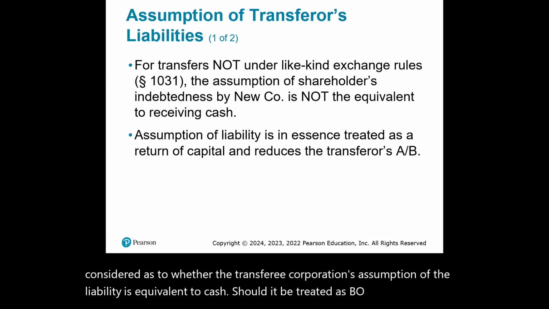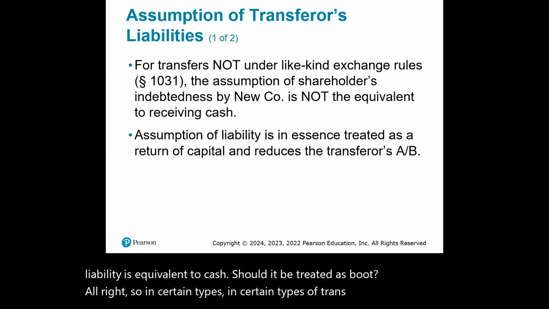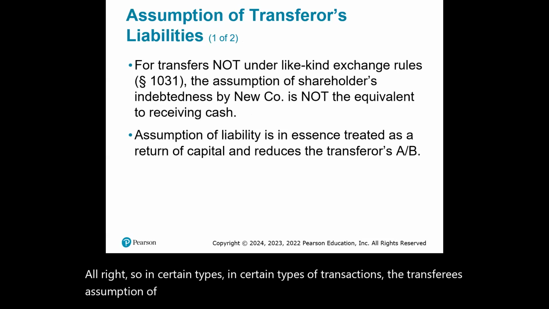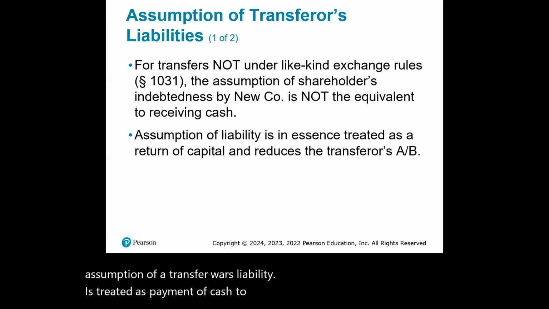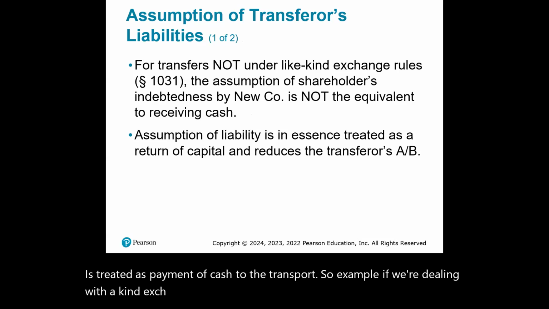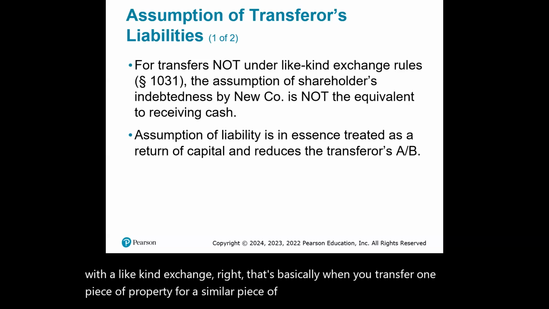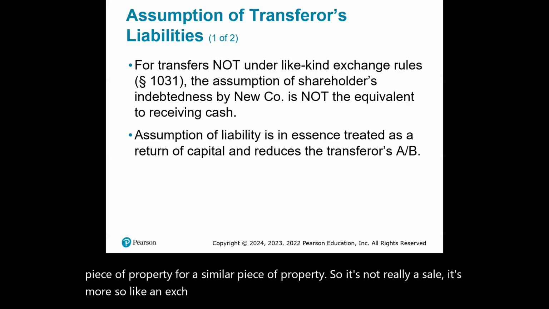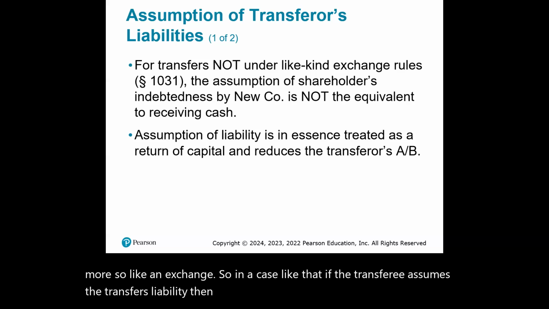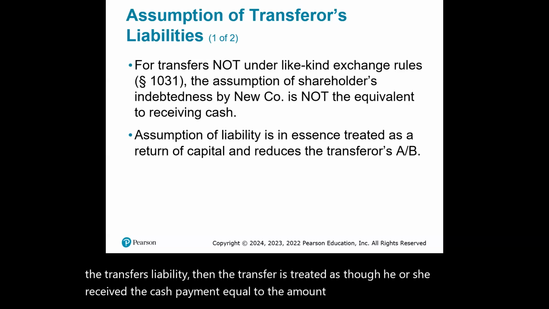All right. So in certain types of transactions, the transferee's assumption of a transferor's liability is treated as payment of cash to the transferor. So for example, if we're dealing with a like-kind exchange, right? That's basically when you transfer one piece of property for a similar piece of property. So it's not really a sale, it's more so like an exchange. So in a case like that, if the transferee assumes a transferor's liability, then the transferor is treated as though he or she received the cash payment equal to the amount of the liability.